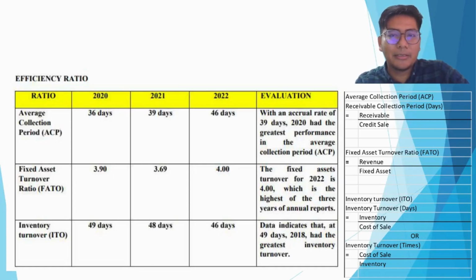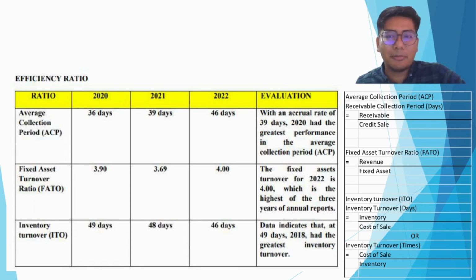Average collection period. The average collection period measures the average number of days it takes for a company to collect its accounts receivable. It is calculated by dividing the average accounts receivable by average daily sales. A shorter average collection period indicates that the company collects its receivables more quickly, which can improve cash flow and liquidity. Next one is the fixed asset turnover ratio.